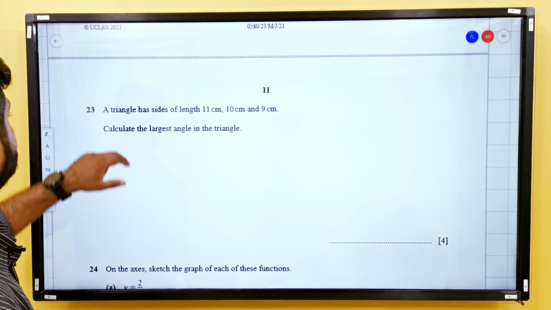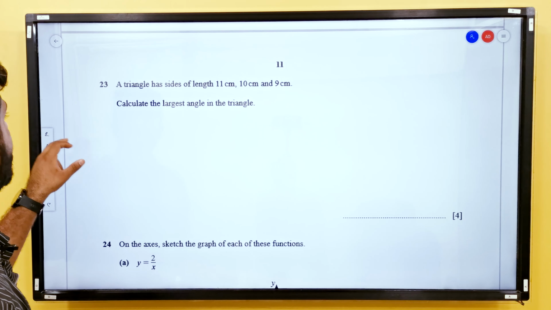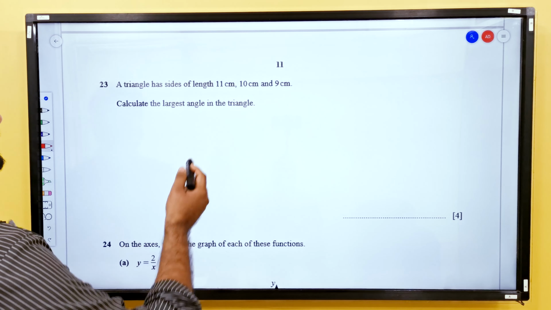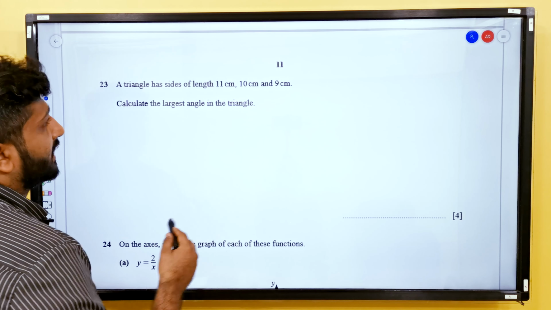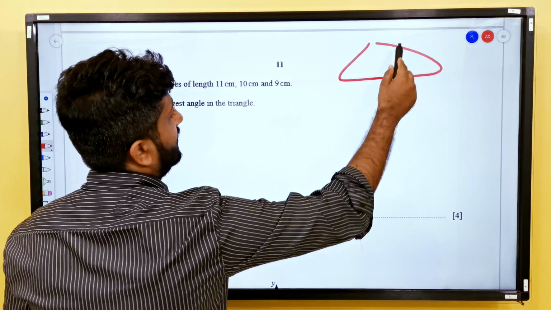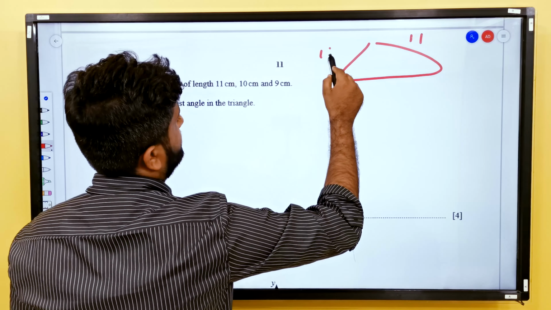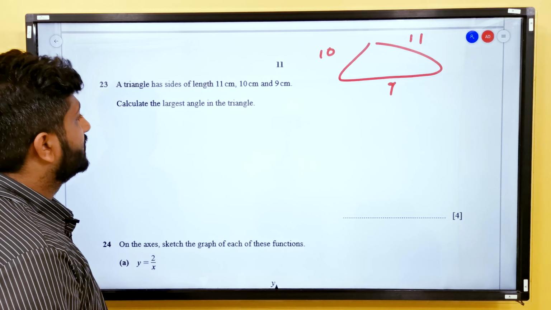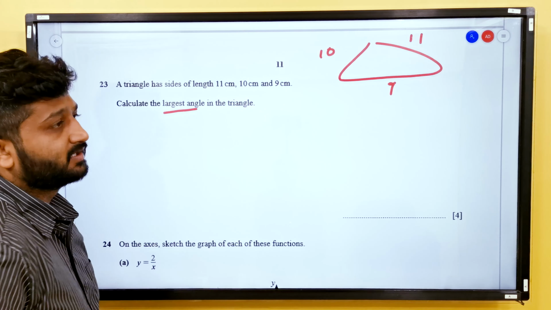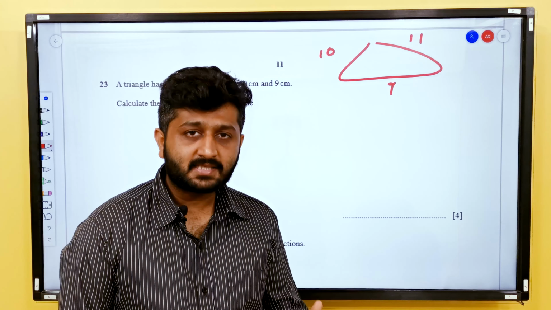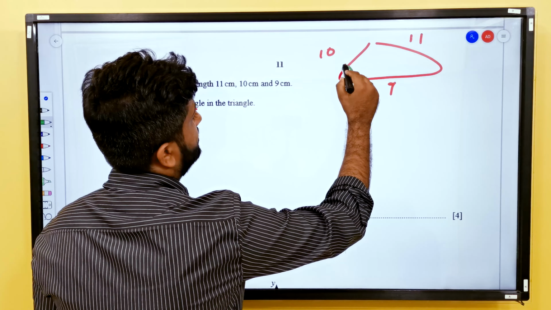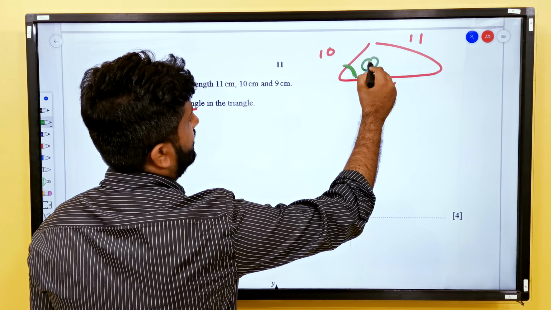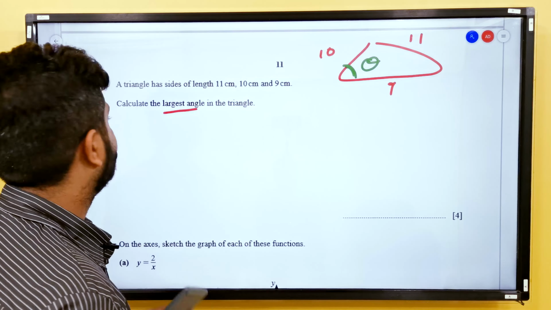Next question. A triangle has sides 11, 10 and 9 centimeter. Calculate the largest angle in the triangle. See, we have a triangle. Let's say this is 11 centimeter, this is 10 centimeter and this is 9 centimeter. We are supposed to find the largest angle. The largest angle is the angle opposite to the largest side, which is this angle. This is going to be my largest angle. We are supposed to find this angle theta.